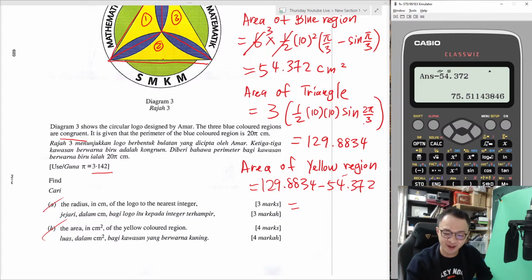Minus 54.372. Final answer, normally I don't put so many decimals. I will just leave 2 decimal places, should be fine. Centimeter squared. Done.